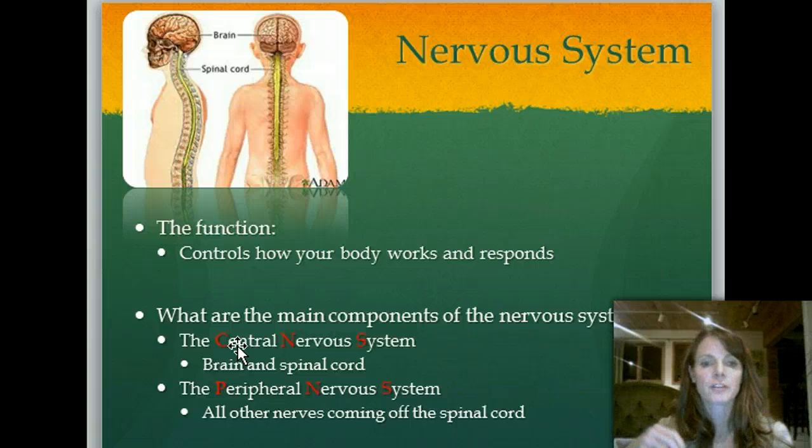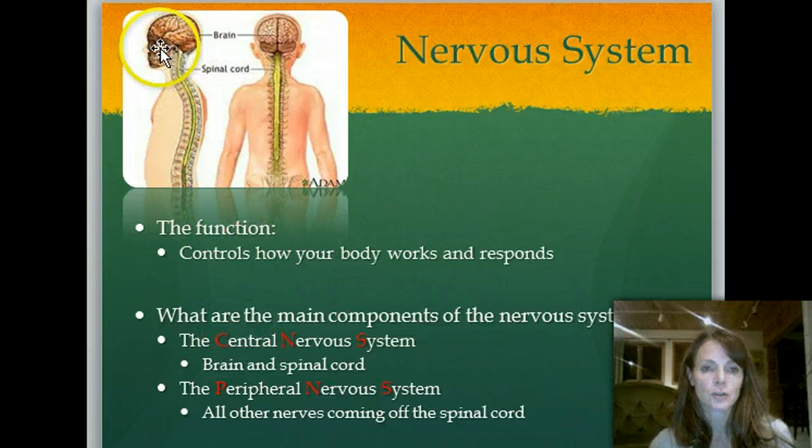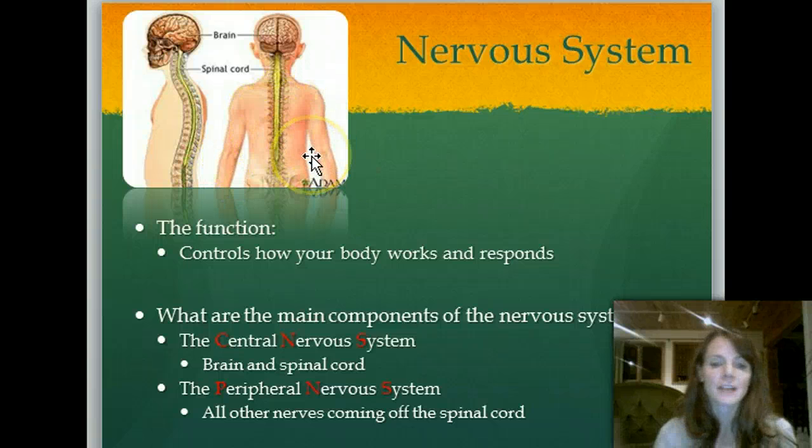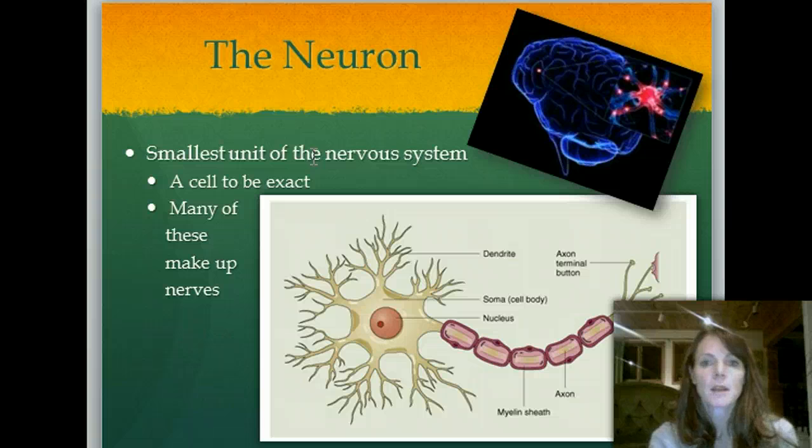The peripheral nervous system is all the other nerves coming off of the spinal cord, all of those nerves that branch off. So obviously this picture is the central nervous system. You have the brain and the spinal cord. Now if you saw a picture of all those neurons and those nerves that branch off, that's the peripheral nervous system. Now the neuron is the smallest unit of the nervous system.